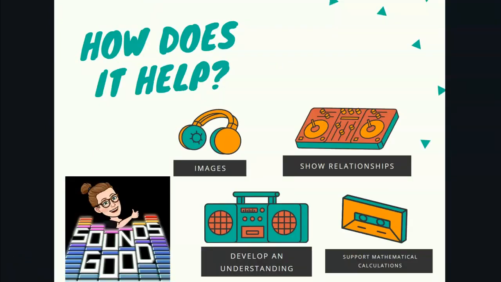Tape diagrams assist students when doing multiplication, addition, subtraction, or division problems by providing an image for the student to look at. They show a relationship between the quantities listed. They develop an understanding of the material being taught, and they support mathematical calculations.